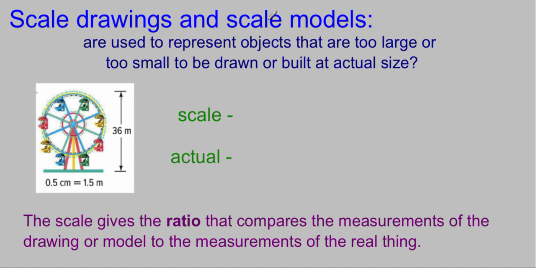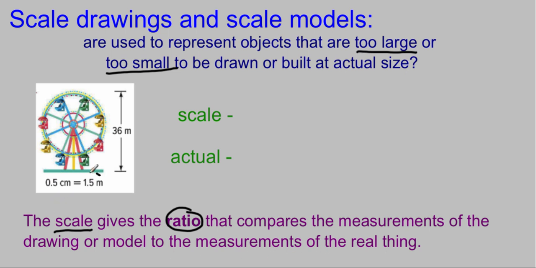So the first part is scale drawings and scale models. What are we talking about? These are used to represent objects that are either too large or too small to be drawn or built at actual size. An example here is our Ferris wheel. We want to draw a picture of this Ferris wheel to scale, but obviously you can't fit the entire Ferris wheel on a piece of paper. So we use a scale that gives the ratio, and remember a ratio is a fraction, that compares the measurements of the drawing or model to the measurements of the real thing.